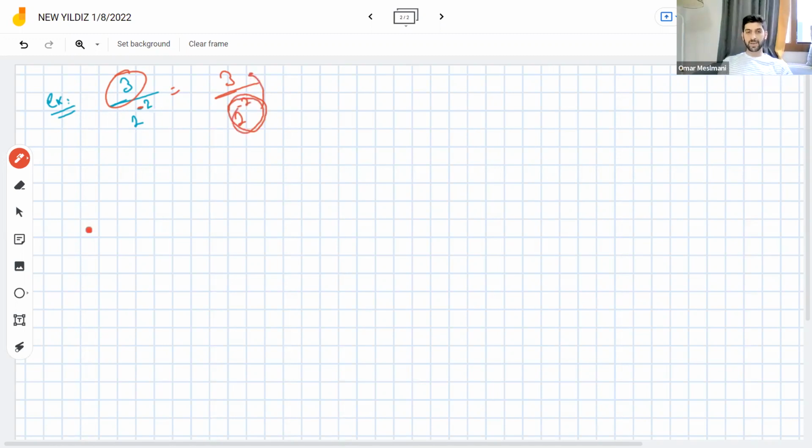It's going to be 3. I'm not going to touch the 3, multiplied by 2 power positive 2. And now I'm just going to figure out what is 2 power 2. 2 power 2 is going to be 4. Now 3 times 4 is 12. So this is my final answer.